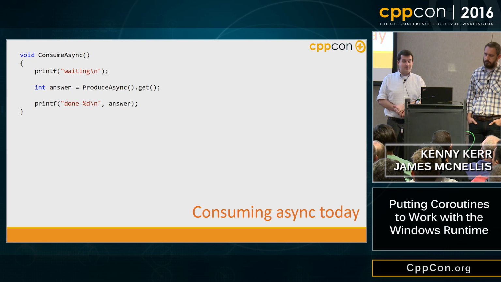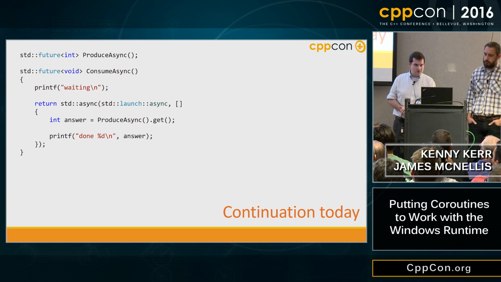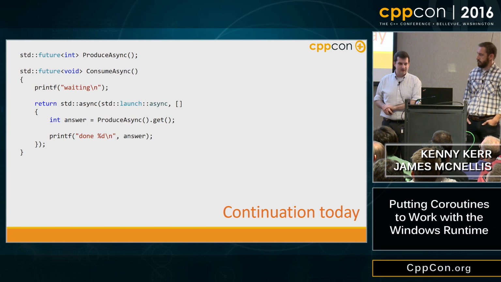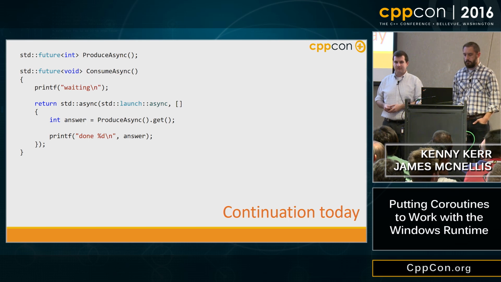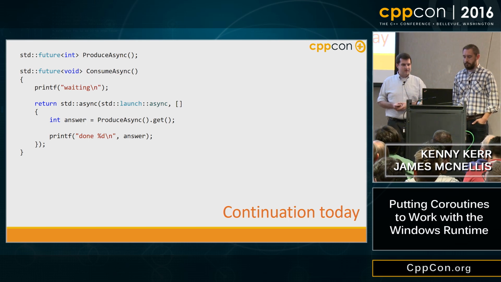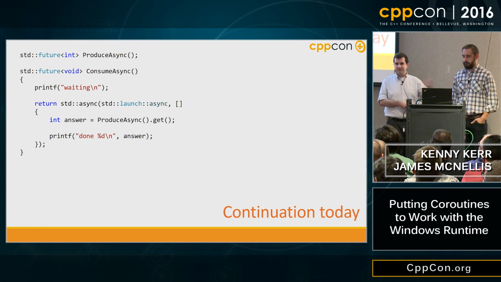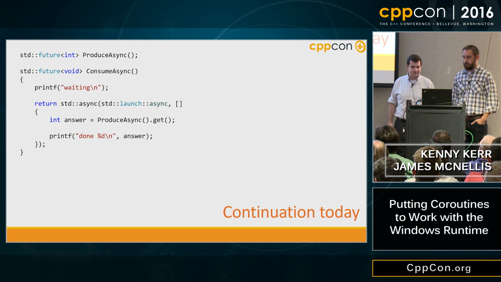Now if we want to do continuation today, we'd have to do something like this. So our consume async would actually have to start its own async operation to go run on another background thread, and it would call produce async and do the blocking wait there. So now we've got 3 threads, but at least we've freed up the original thread, and we're just blocking some other thread from making progress.